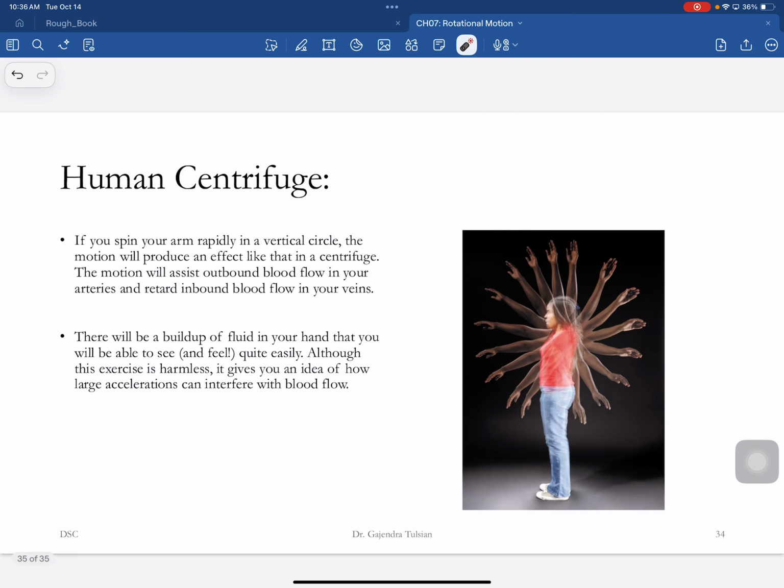You can test this out. You can make your own centrifuge. Do a vertical spin like that, and your hands will get thicker because your blood is collected in your hands. And you can actually see it. So go test it out. Make your hands bigger. Make your hands swell up.